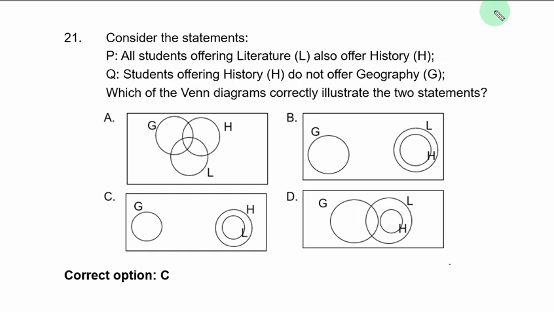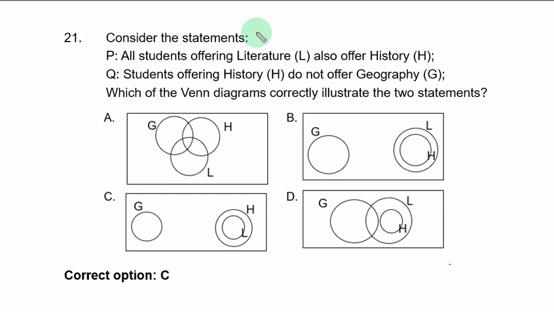Question 21. Consider the statements. P: All students offering literature also offer history. Statement Q: Students offering history do not offer geography. Which of the Venn diagrams correctly illustrate the two statements? Looking at Q, there is no point of intersection between history and geography. That means options A and D are already out. So we are considering B and C.